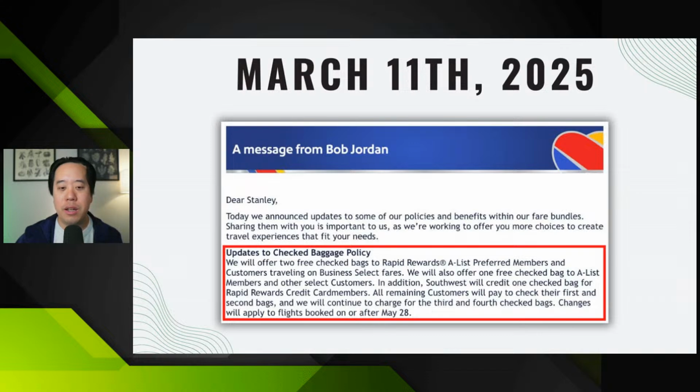And so basically what they're doing is offering 2 free check bags only to A-List Preferred and business members, and 1 check bag for A-List and then credit card holders. Of course, with the credit card holders, they charge you up front, then they refund you afterwards, which I think is really annoying. I guess it's good for the credit card company because they get the transaction fees on both the charge and the refund. So that's kind of annoying for us, but I guess good for them. And then everyone else pays for their own check bags. And they're saying that this starts in the next couple months or so.